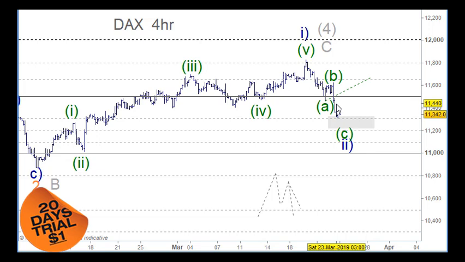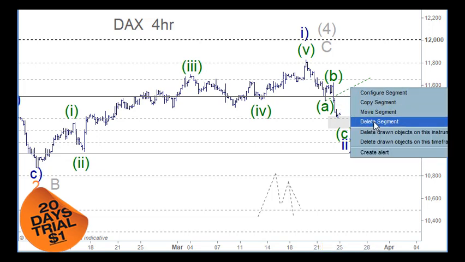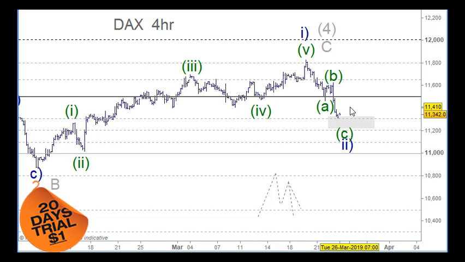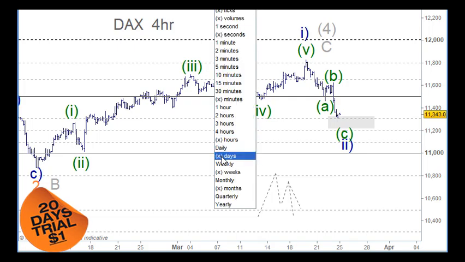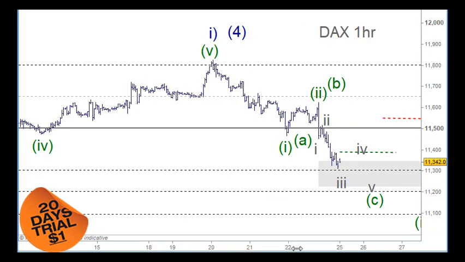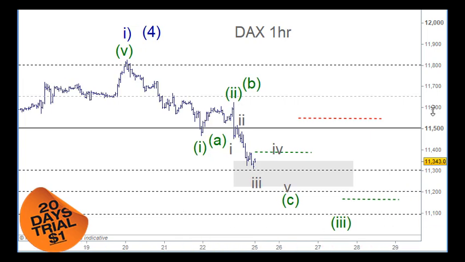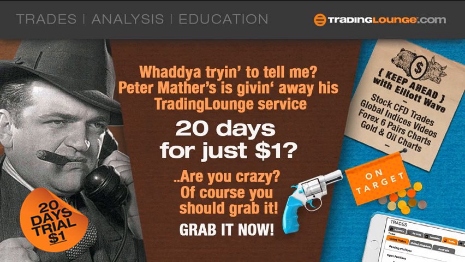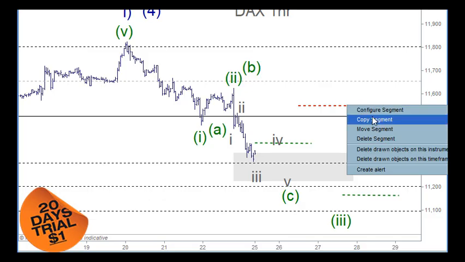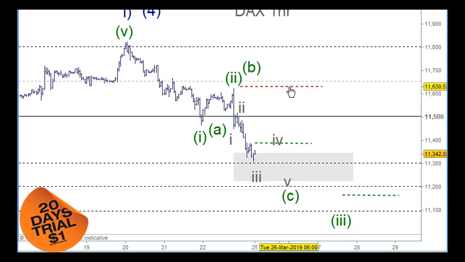So I'll just remove that. You may be short there now, that's fine, but you'd need to leave the stop above wave B here in any case if you're going for the longer haul, which certainly can be on the cards. On the hourly chart here, we'll go in and have a closer look at this. I'll just move this here. So any breach of this top here would invalidate that move to the downside.